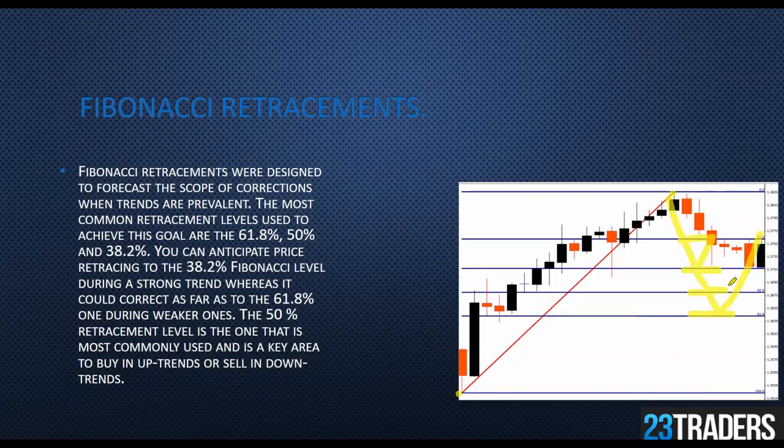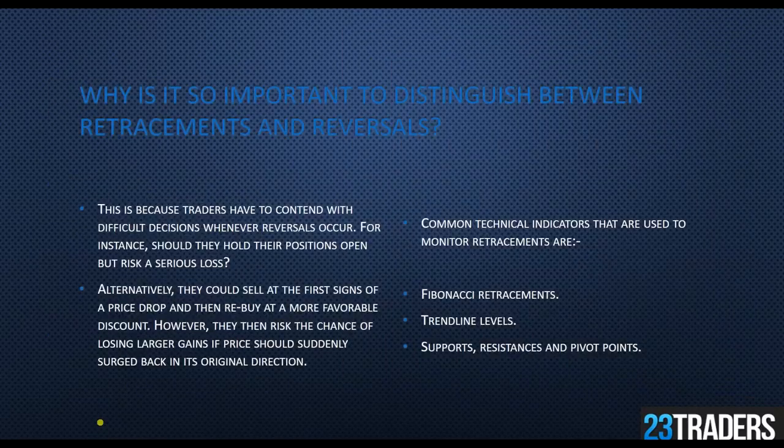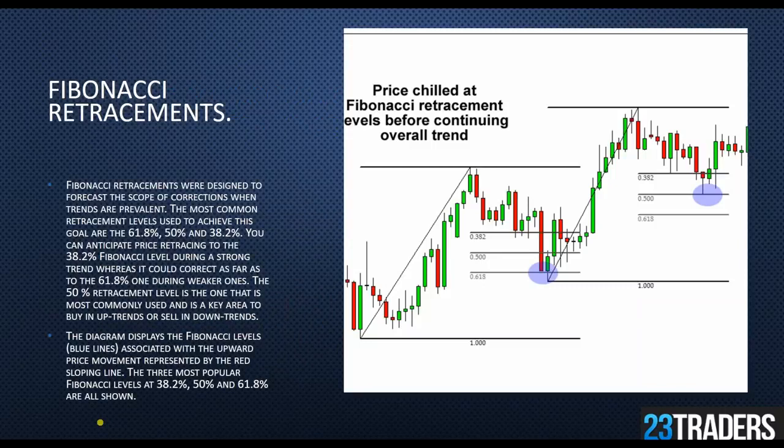Because like I said, the bears have not taken domination of the market. The bulls are just resting here. Okay, and that is the biggest difference, because it is a short-term movement within a longer-term trend. Okay. So Fibonacci retracements were designed to forecast the scope of corrections when trends are prevalent. The most common retracement levels can be achieved at 61.8, 50, and 38.2.